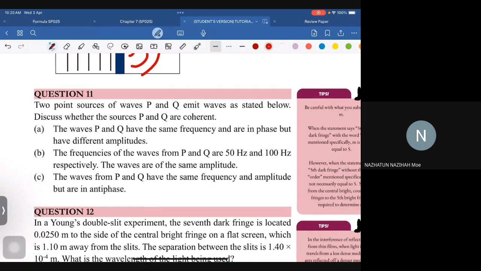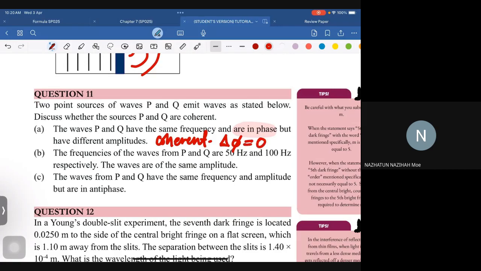Kalau macam ni, bila dia cakap they are in phase, meaning they are coherent. So we are gonna write, panjang juga ni, tulis je lah, coherent. Since they are moving with the same frequency, are in phase, we can say that there is no phase difference. Phase difference is equal to 0.